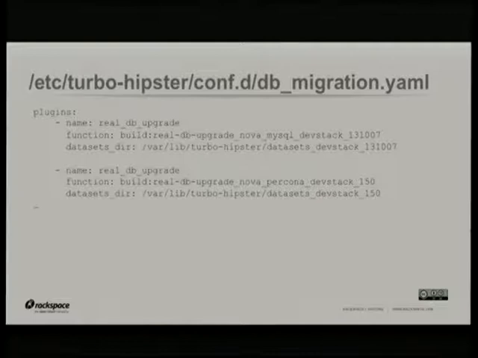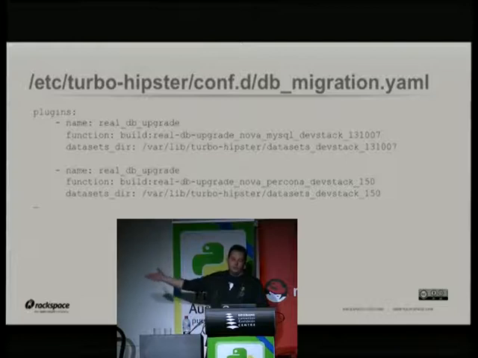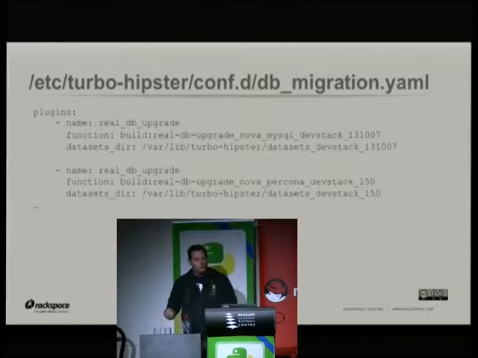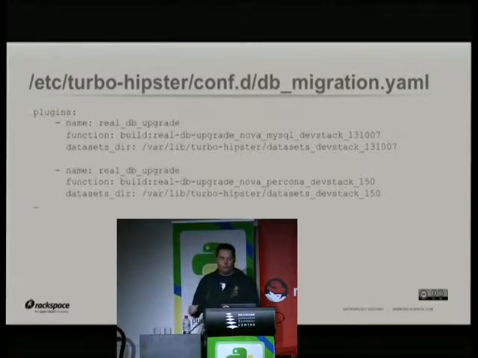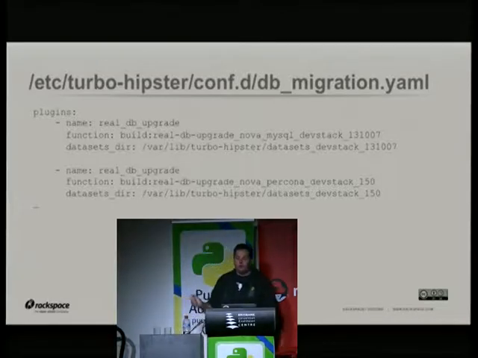In there is where we actually store our plugin information, where it allows us to load a plugin and register a function to Zuul. So in the first example, it's actually saying that Turbo Hipster will tell Zuul, I know how to do the RealDB upgrade Nova MySQL DevStack 13.10.07 job. Which is to say, I know how to do the RealDB testing for the Nova project against the MySQL database engine using the data set that I have named DevStack 13.10.07, which is simply the date that I exported some test data.